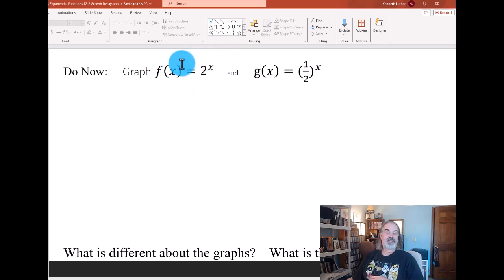That is exponential growth, as opposed to this 1/2 raised to the x formula. As x gets bigger and bigger, the numbers coming back from this are going to get smaller and smaller, because 1/2 squared is 1/4. 1/2 cubed is 1/8, right? So the bigger x gets, the smaller the function values get. That is exponential decay.